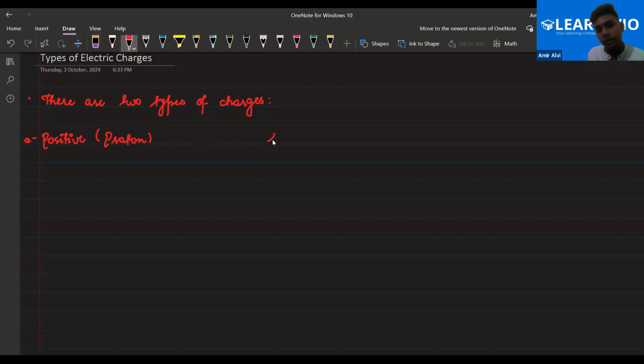The other one is the negative charge, that is nothing but your electron.